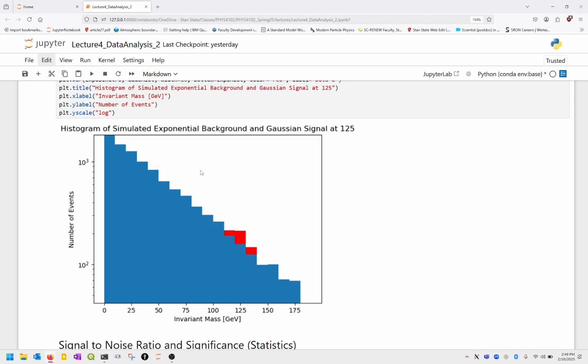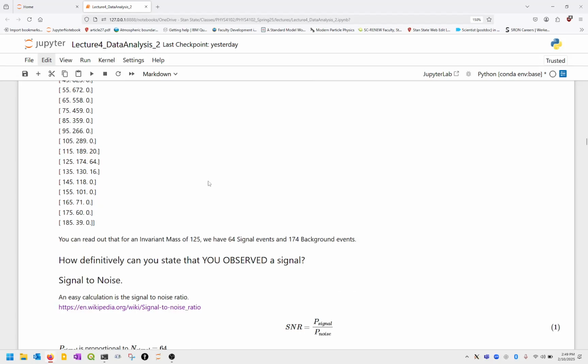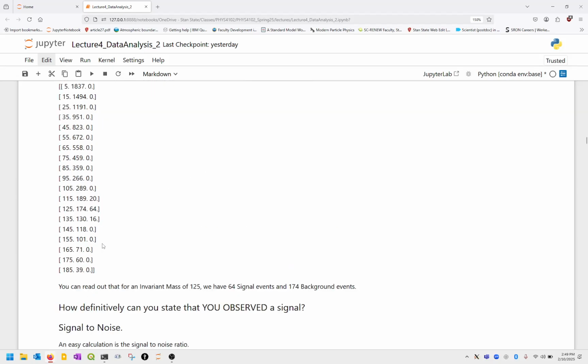Okay, the first column is the numbers on the horizontal. You don't have to do this. It's just so that I can compare these numbers, right? So let's say I want to figure out, is there something special going on at 125?